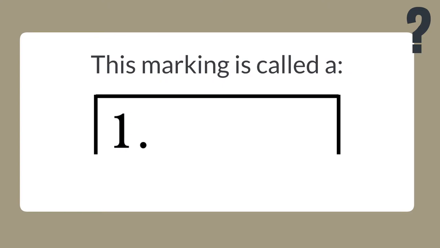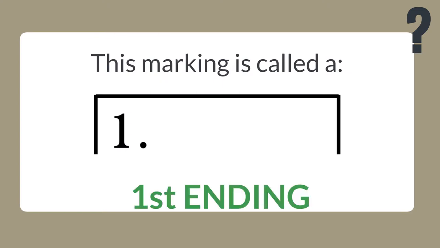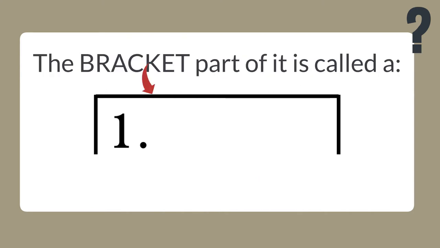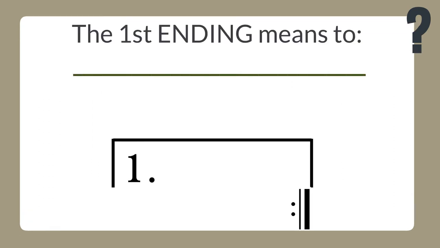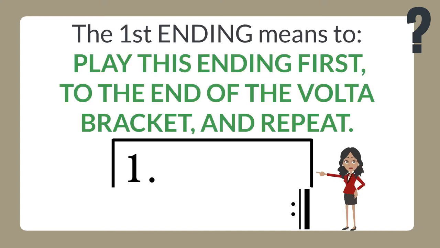This marking is called a first ending. The bracket part of it is called a Volta bracket. The first ending means to play this ending first to the end of the Volta bracket and repeat.